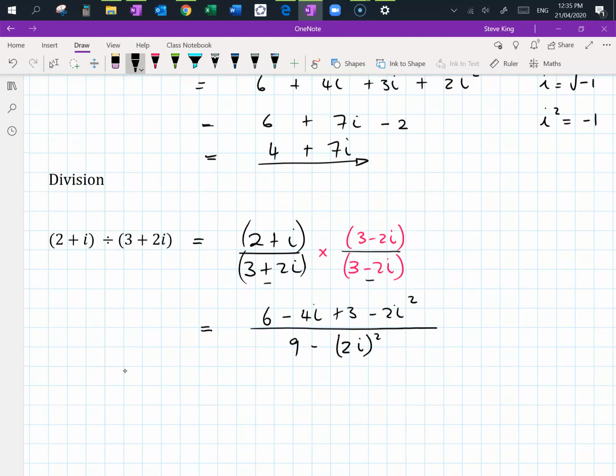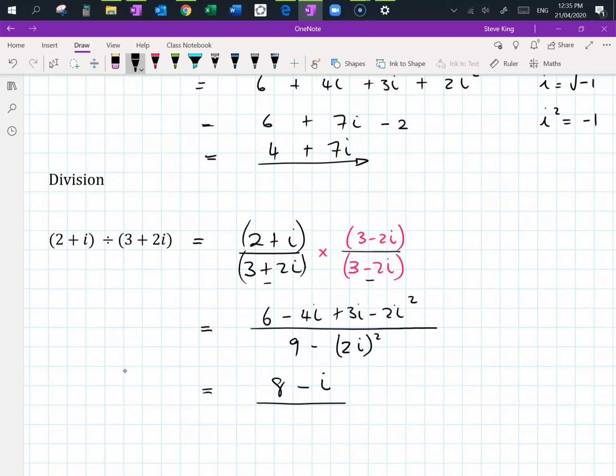If we tidy up the top line, we're going to get 6 and minus i, because minus 4i plus 3i is minus i, by the way. Well, what have I got here? I've got i squared again, so that's minus 1. So I've got minus 2 times minus 1, which is going to give me plus 2. So that'll give me 8. And here I'm going to have minus i.